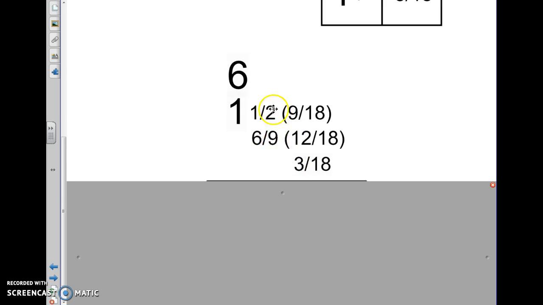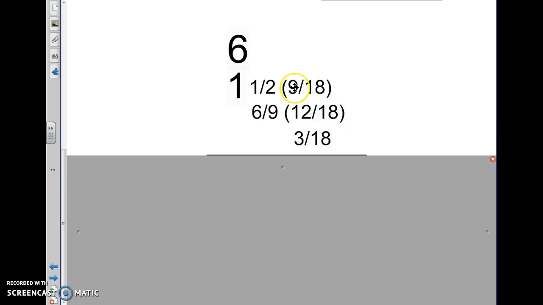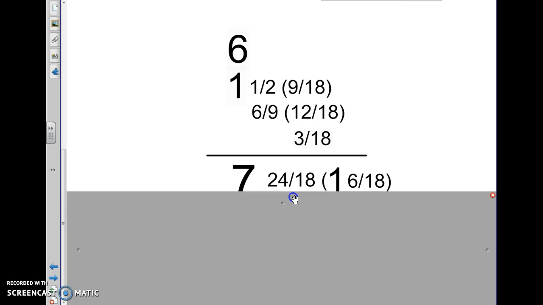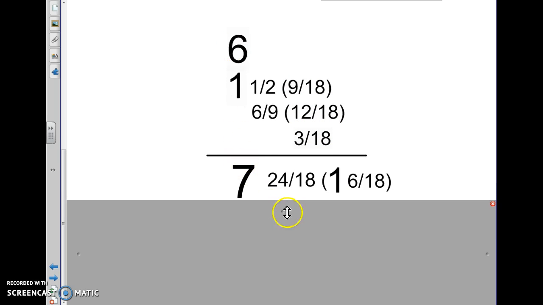Of course, I can't add the fractional parts. I can't add halves and ninths and 18ths. I have to make them the same denominator. So I know that all of them go into 18. So 1/2 is the same as 9/18. 6 ninths is the same as 12/18 because I just multiplied numerator and denominator by 2. So then I did 9 plus 12 plus 3, which gave me 24/18. 6 plus 1 gave me 7.